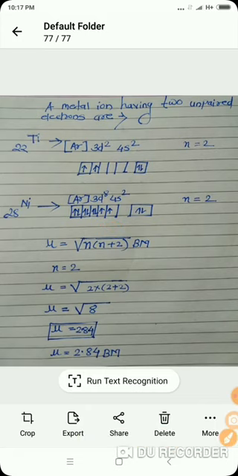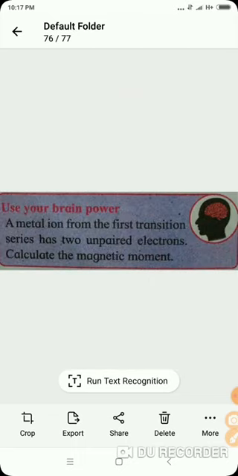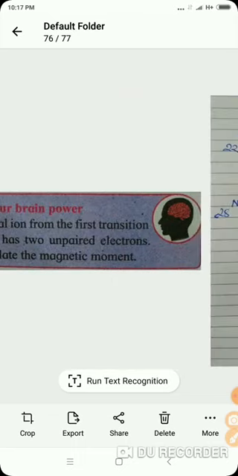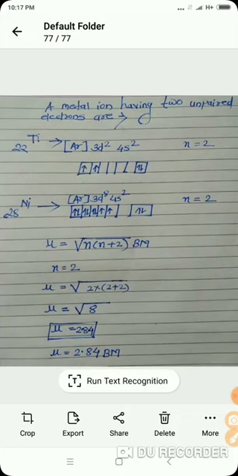So n is equal to 2, and when we put n equal to 2 in the spin only formula, mu is equal to under root of 2 into 2 plus 2, mu is equal to under root 8, and the value of under root 8 is found to be 2.84 BM. So mu is equal to 2.84 BM means when a metal ion has two unpaired electrons, its magnetic moment is 2.84 BM. So this is the final answer.